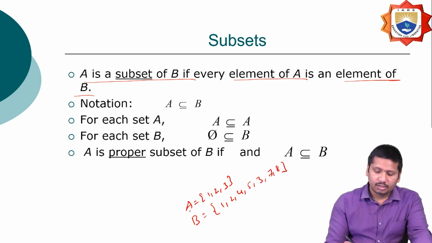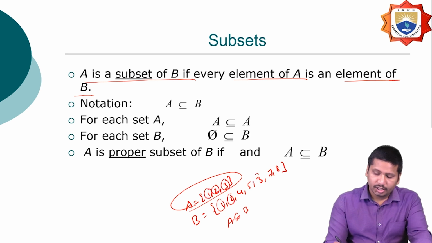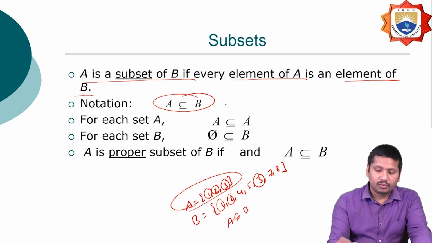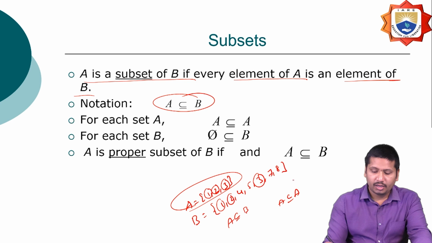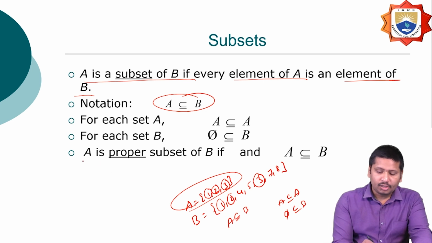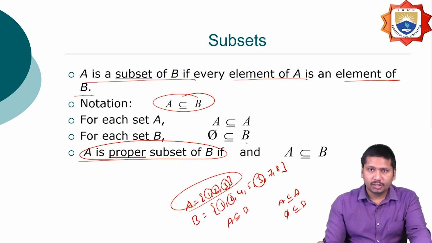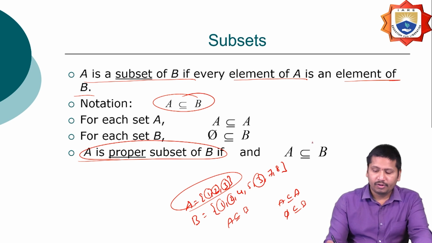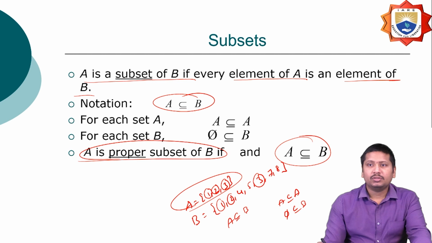So how can I say that A is a subset of B? That means the elements present in set A are also present in set B. So A is the subset of B. How can I write A is a subset of B? For each set, A is automatically a subset of A, and the empty set phi is also a subset of B. So I can say that A is the superset of B if and only if A is a subset of B.